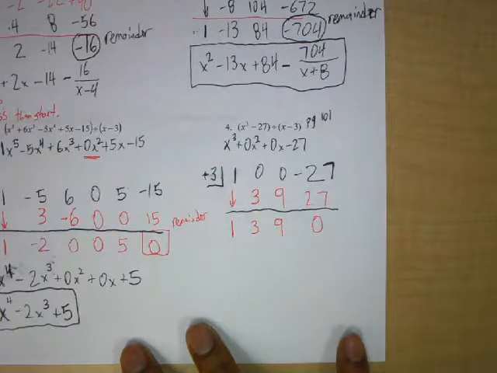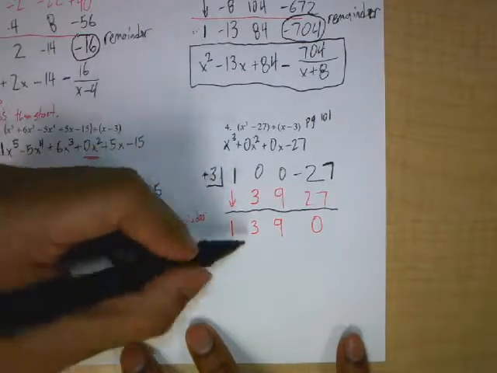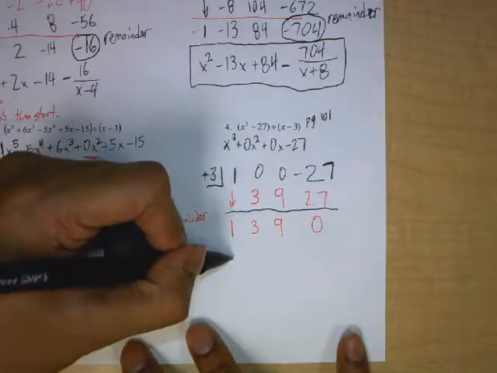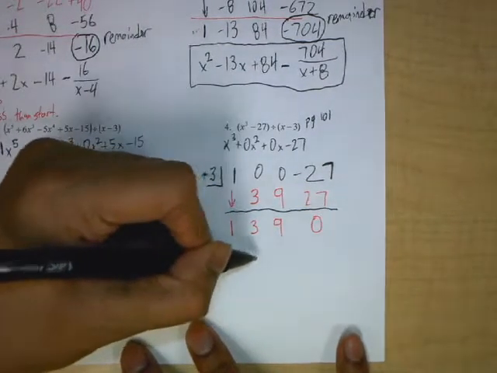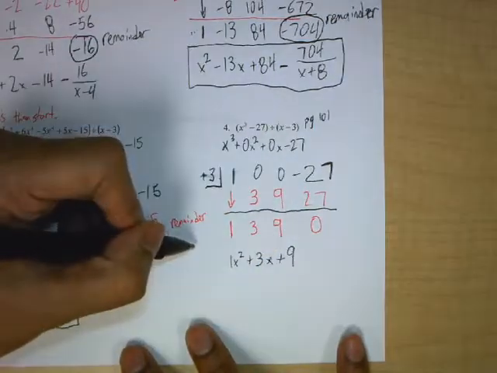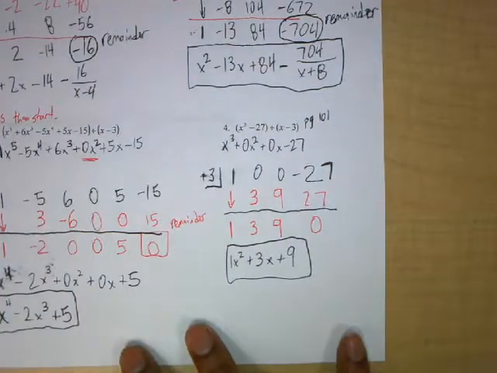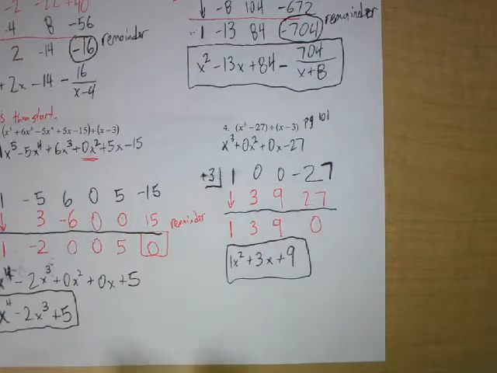So again, my exponent is 1 less than I started with. I started with a cube, so this is going to be squared. So I've got 1x squared plus 3x plus 9. And that's kind of my final solution. I know you don't have to write that one. I just wrote it in there for you guys. So this is the process for synthetic division.